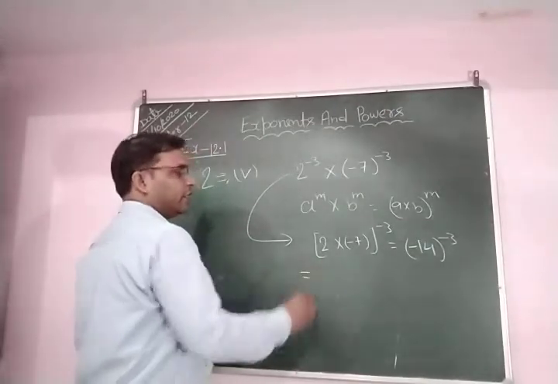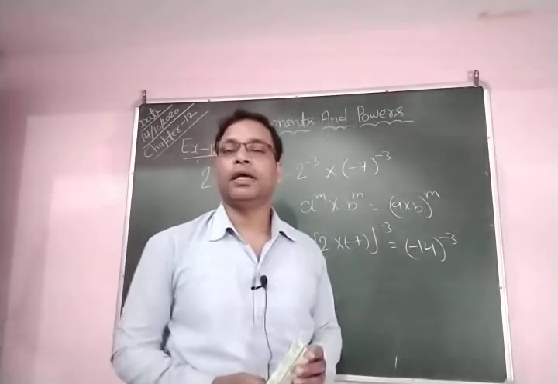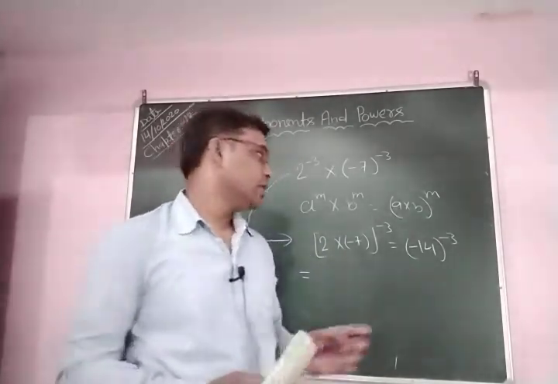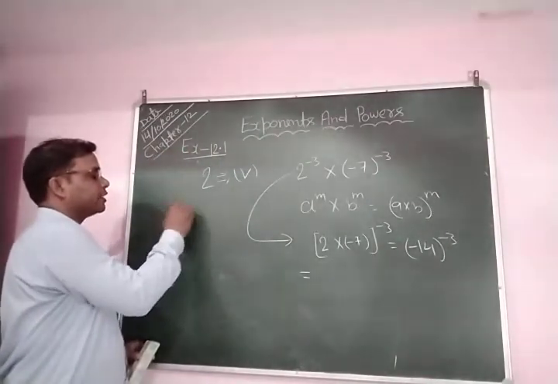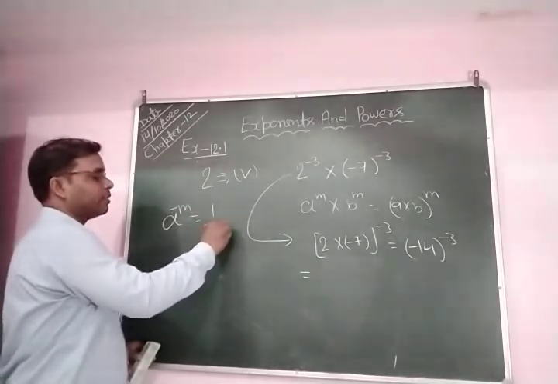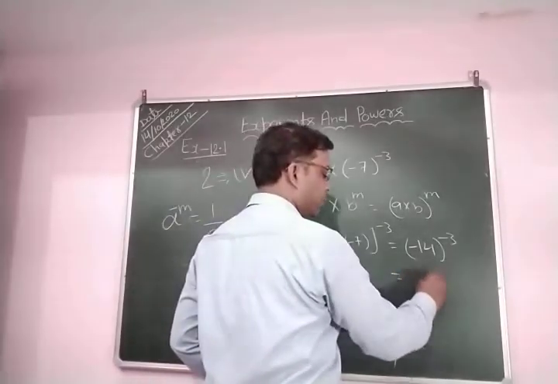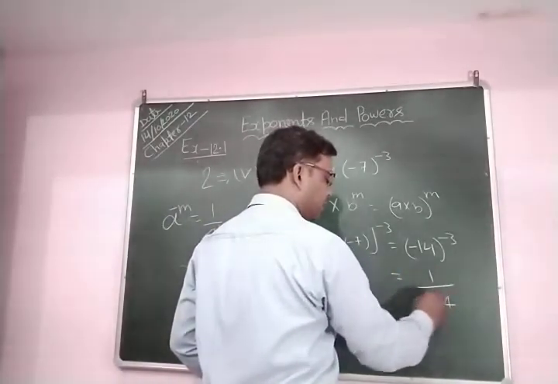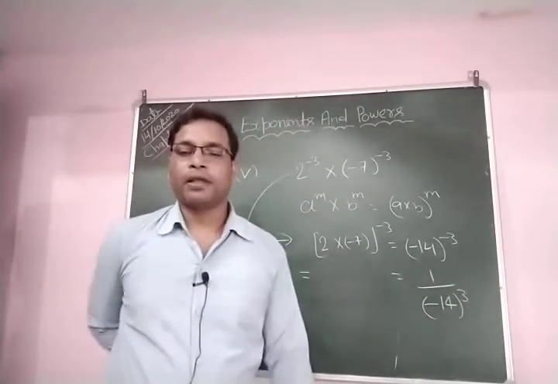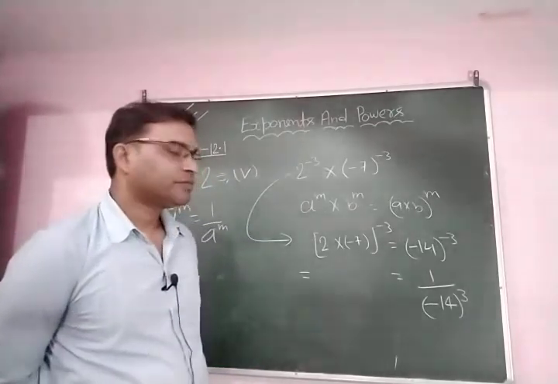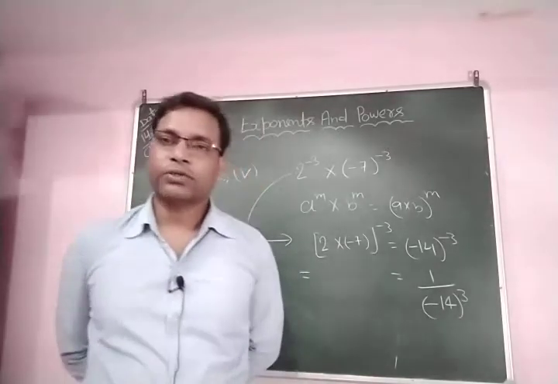Here we simplify it, and we express the result in power notation with positive exponent. So we use this law of exponent: a power minus m is equal to 1 upon a power plus m. Clear? So you can write it 1 by minus 14 to the power 3. This is clear. So students, I hope all of you understood this question 2. Now we are going to discuss question third.